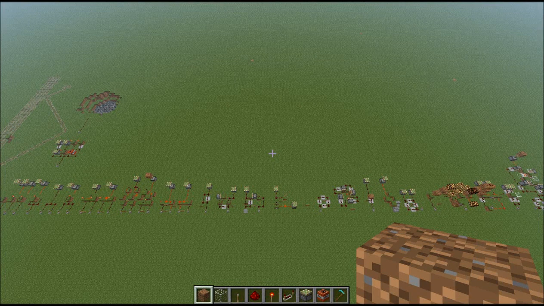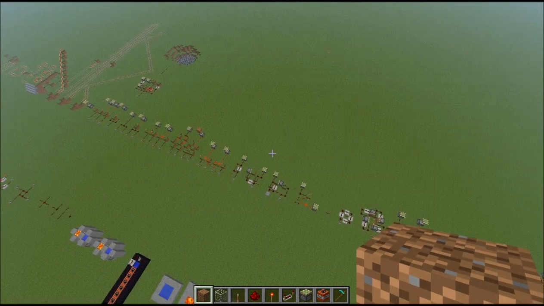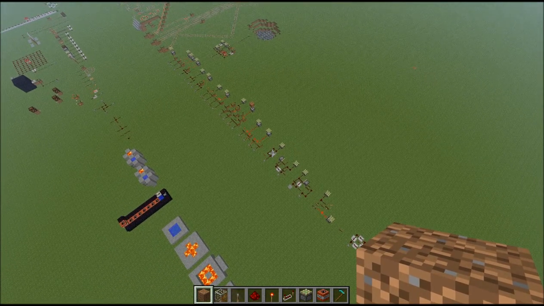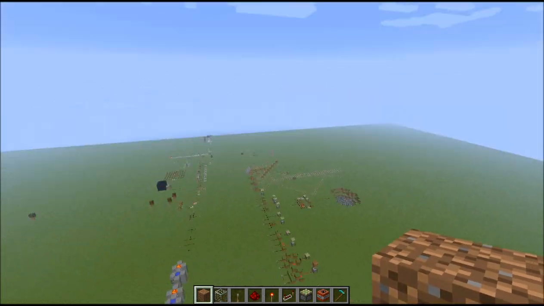YouTube, my name is Zayan26 and today I'm going to be showing you part 2 of my redstone logic gate tutorial. I'm going to be going from there all the way to the end of this row.